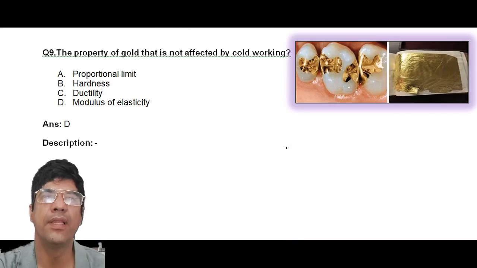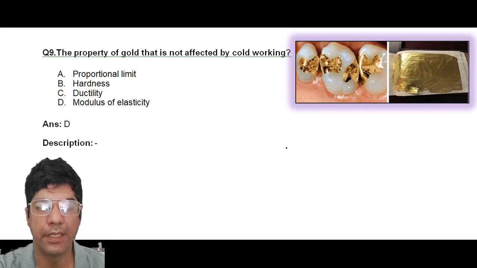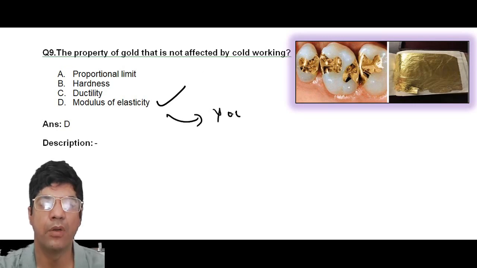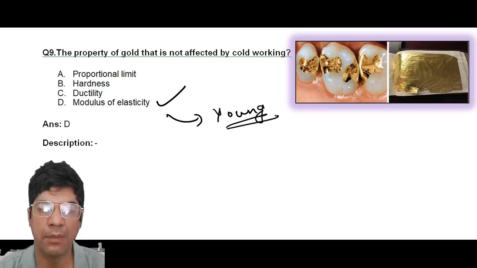The property of gold that is not affected by cold working. The answer would be modulus of elasticity. It is also known as Young's modulus. It is the measure of material stiffness, or the ability to deform elastically when the material is subjected to force.